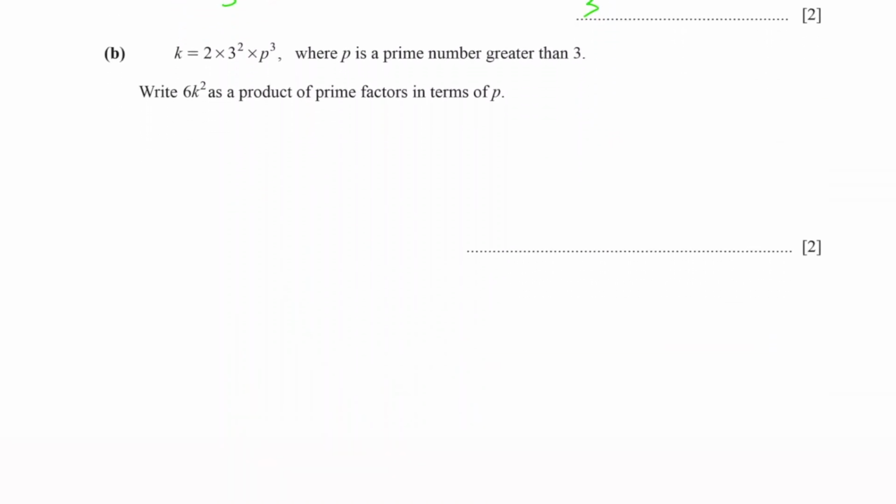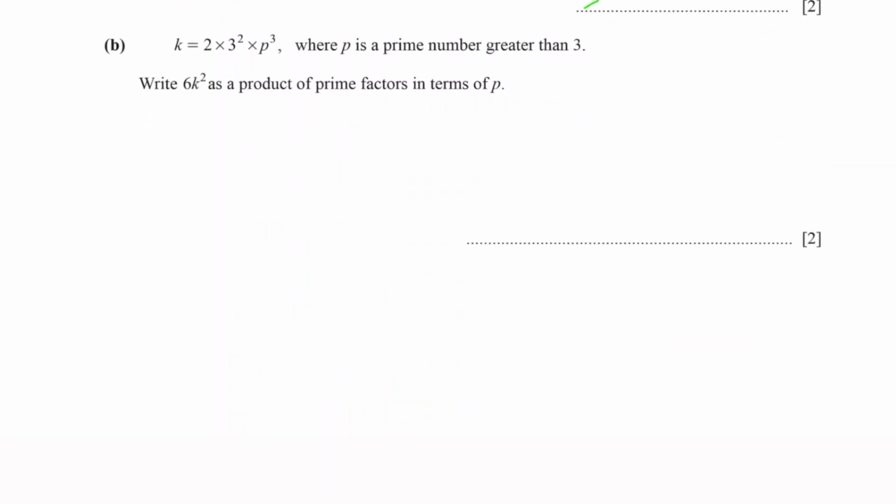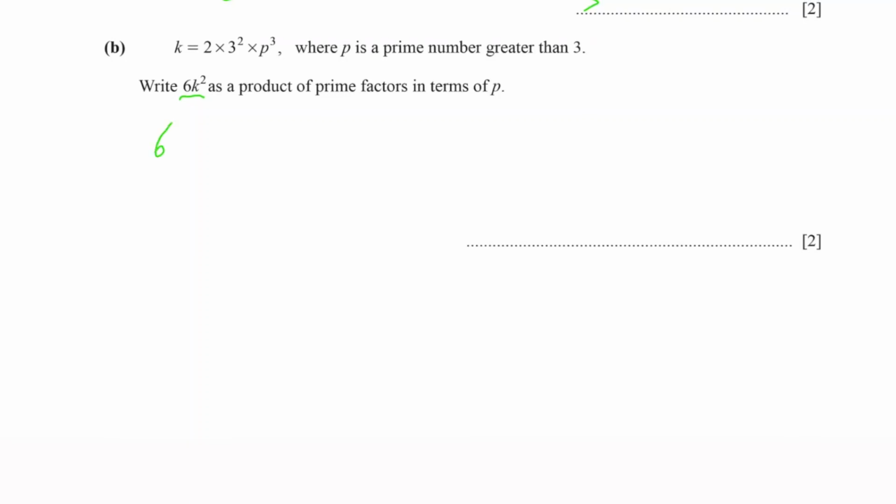Okay, for B part, k is equal to 2 into 3 square times p cube, where p is a prime number greater than 3. Write 6k square as a product of the prime factors. So 6k square, we have to write as the product of prime factors. 6k square is equal to what? Actually, the value of k is here. So 6 into k, I'll just put the value of k. So 2 into 3 square into p cube, and this is k, but I have to do k square because we are talking about k square.